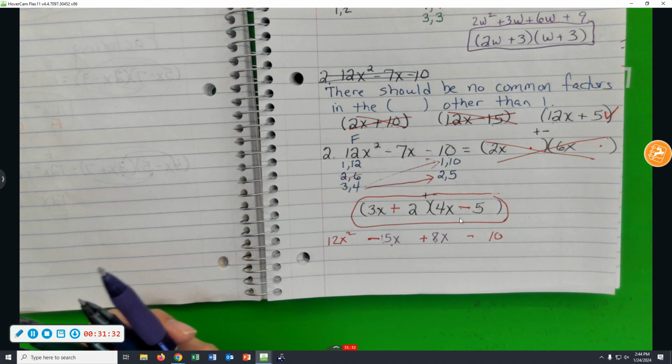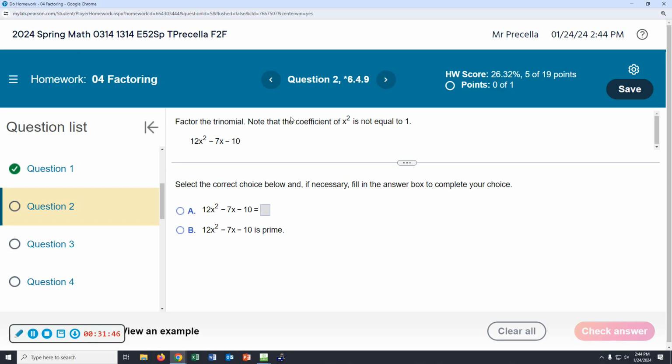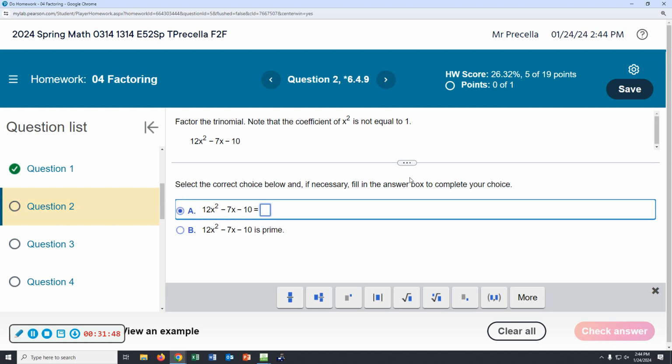Does it matter if I typed 4x minus 5 first and then the 3x plus 2? Do you think they'd give me credit for that? Yes, they would, as long as you have the same sets of parentheses. Watch, I'm going to type the 4x minus 5 first. And then what was it? 3x plus 2.